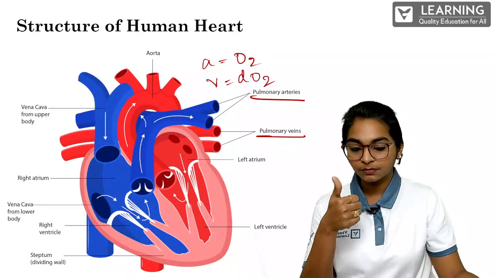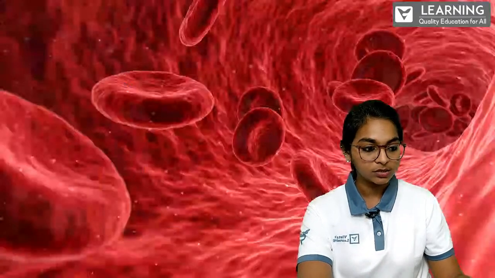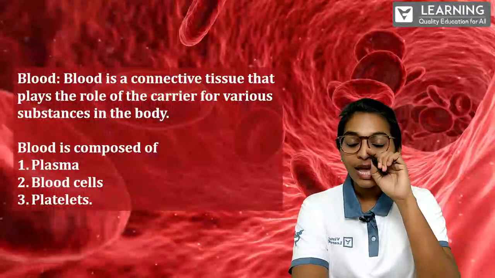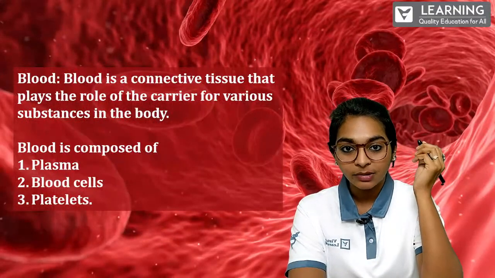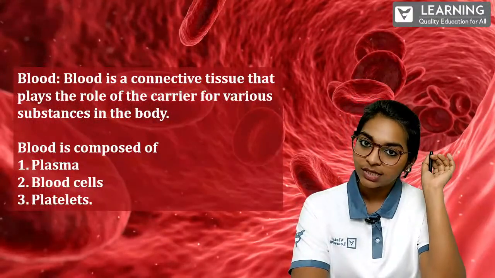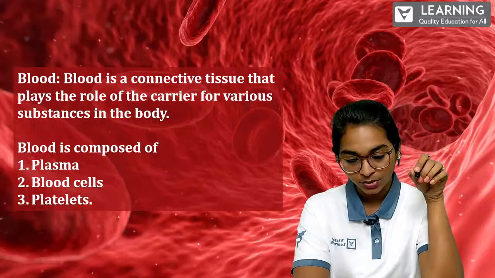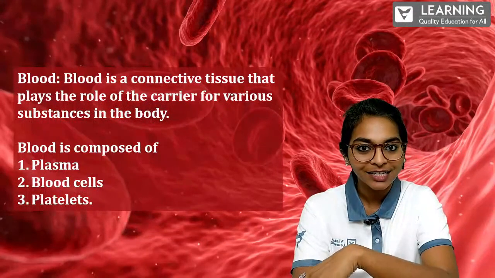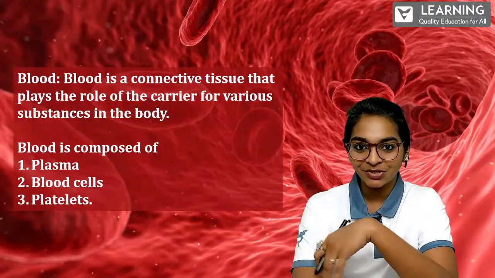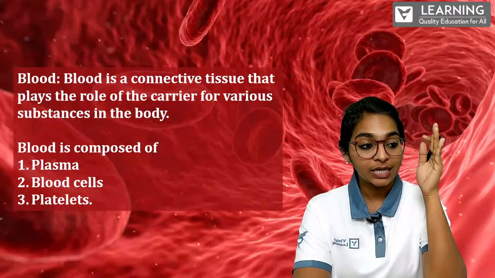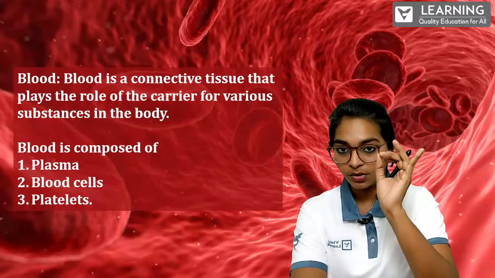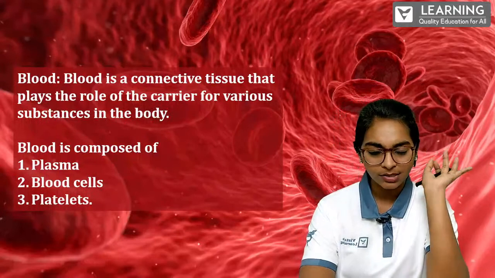Clear? Cool. Next, blood. What is blood? Fluid connective tissue. Is that clear? Because it is a fluid, but it is a tissue. We don't say blood is an organ, right? Because it is a tissue. So we say it is a fluid connective tissue that plays a very, very important role in carrying all the other substances to the body.